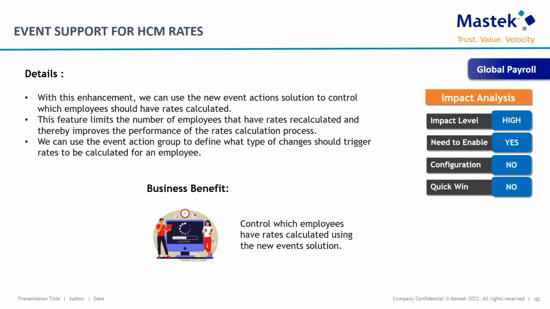We can control it with the help of the event action group. We can use the event action group to define what type of changes should trigger rates to be calculated for an employee. So now the process will be much faster. The benefit we are going to get is to control which employees have rates calculated using a new event solution, as I explained.